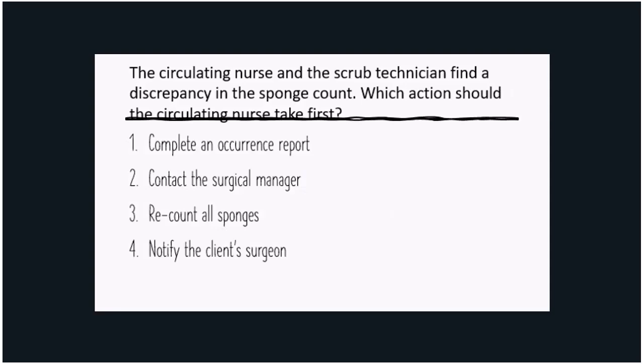Should the circulating nurse complete an occurrence report? Should the circulating nurse contact the surgical manager? Should the circulating nurse recount all sponges or notify the client's surgeon? Take a minute to think about it.